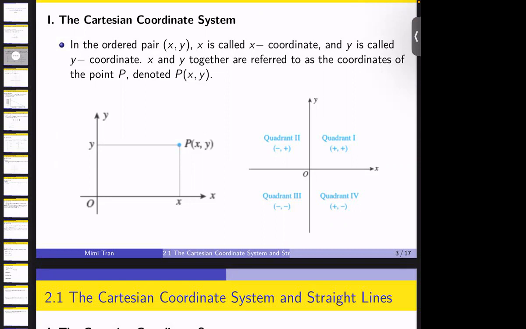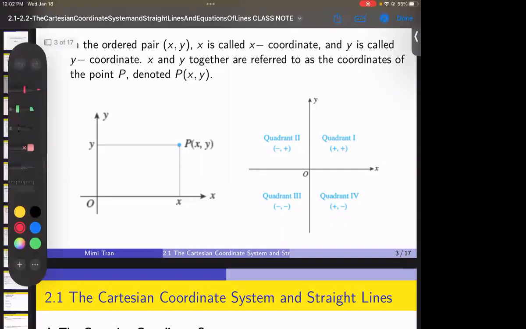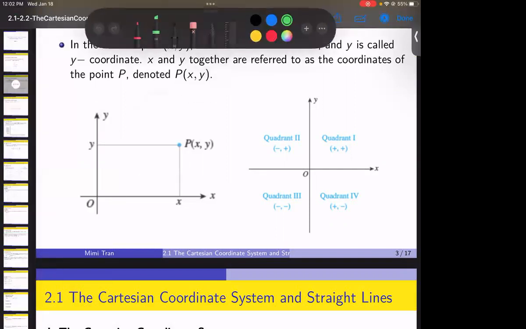This is just review. There are 4 quadrants. The first quadrant will be all positive. They're all positive values, right? The second quadrant, you're gonna go counterclockwise. In the second quadrant, you have negative x and positive y. In the third quadrant, you have negative x, negative y, they're both negative. And then the last one, the fourth quadrant, you have positive x and negative y. You go counterclockwise like that.